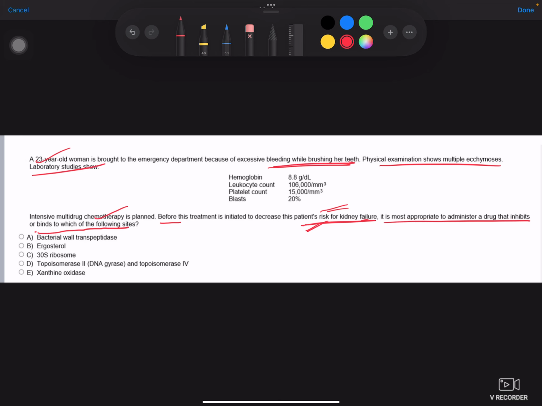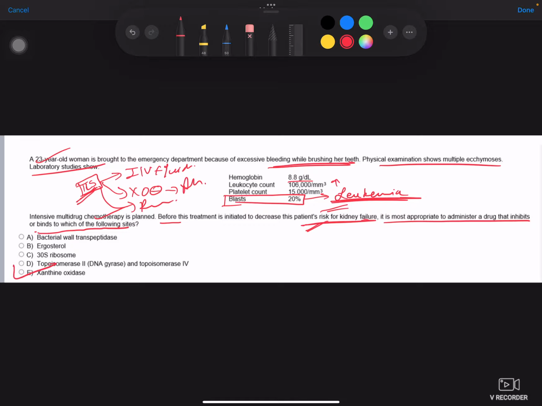Laboratory shows hemoglobin is low. As you can clearly see, and see the blasts, this clearly states it is leukemia. Now, of course, this is a simple question. How to prevent tumor lysis syndrome, TLS? You can do many things, like you can give IV fluids, you can give xanthine oxidase inhibitors like allopurinol or rasburicase. So answer will be E. That's easy here.